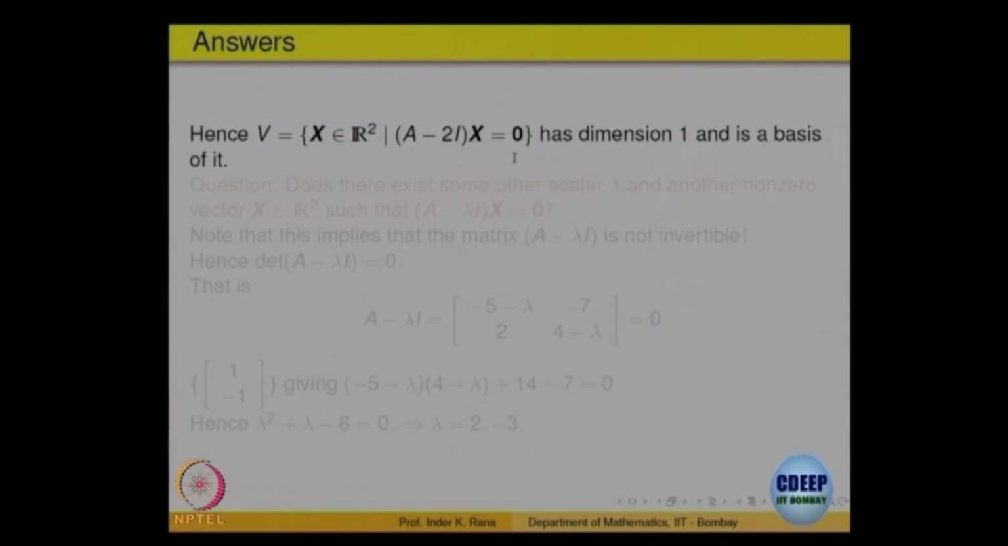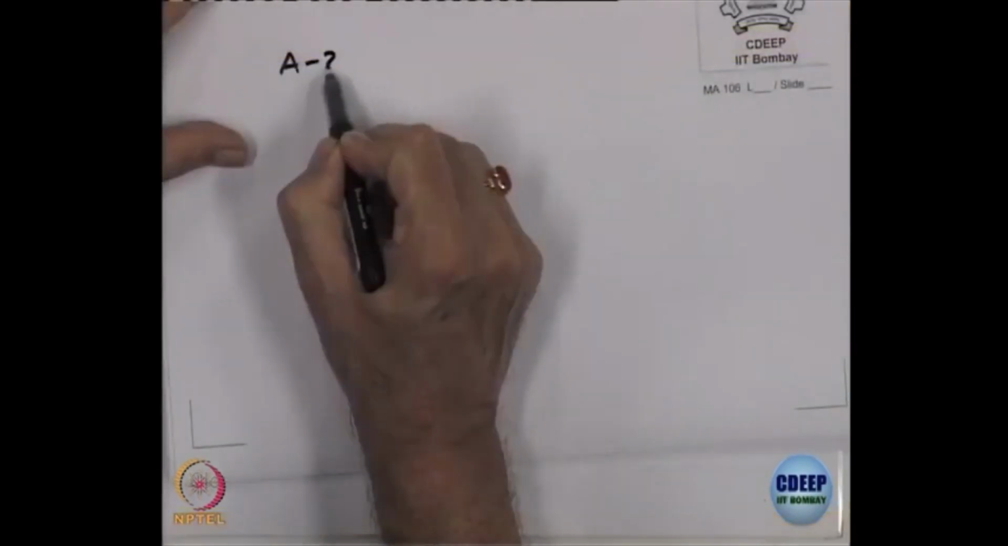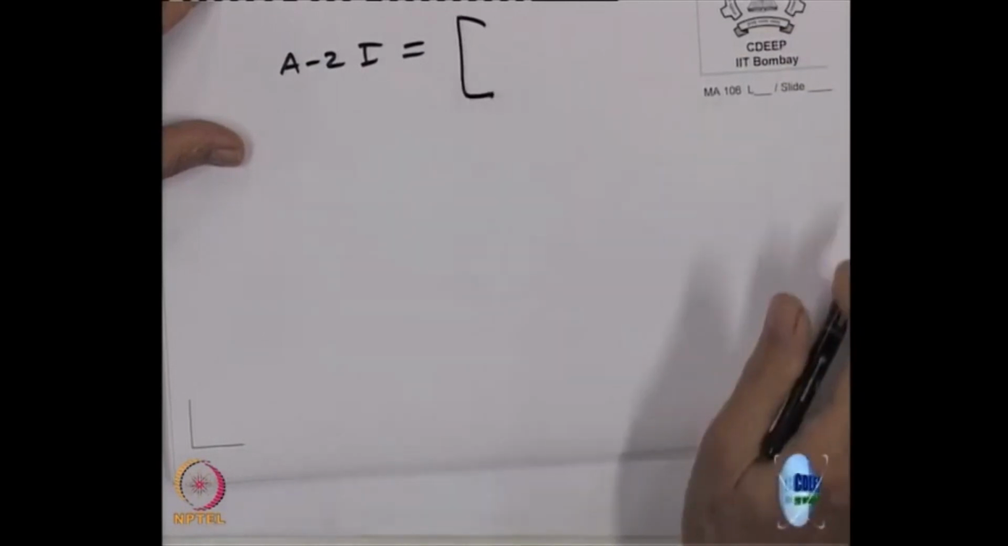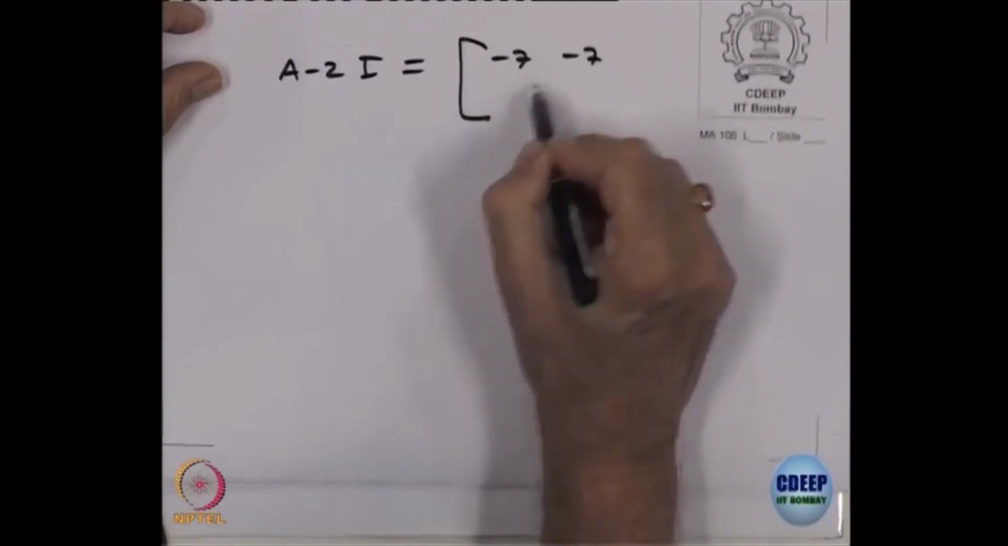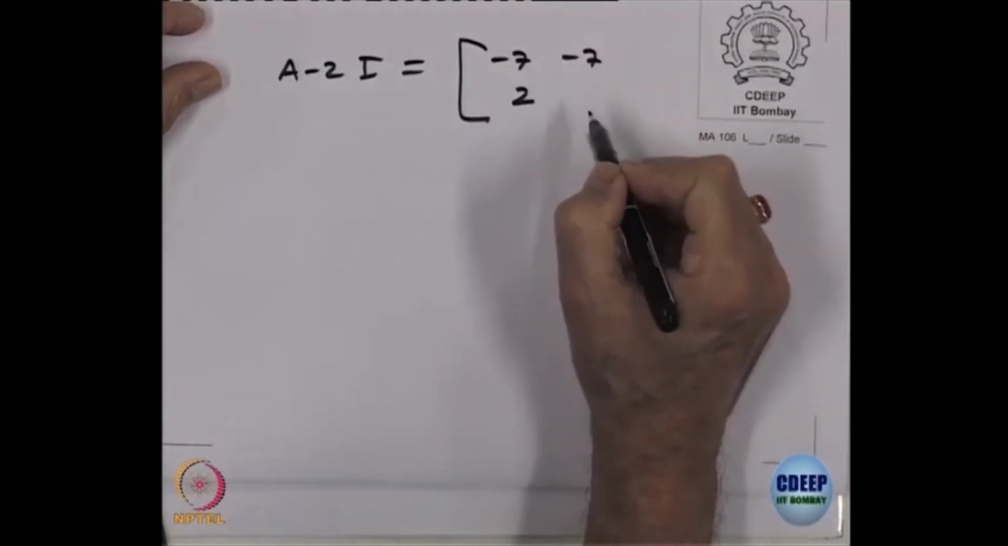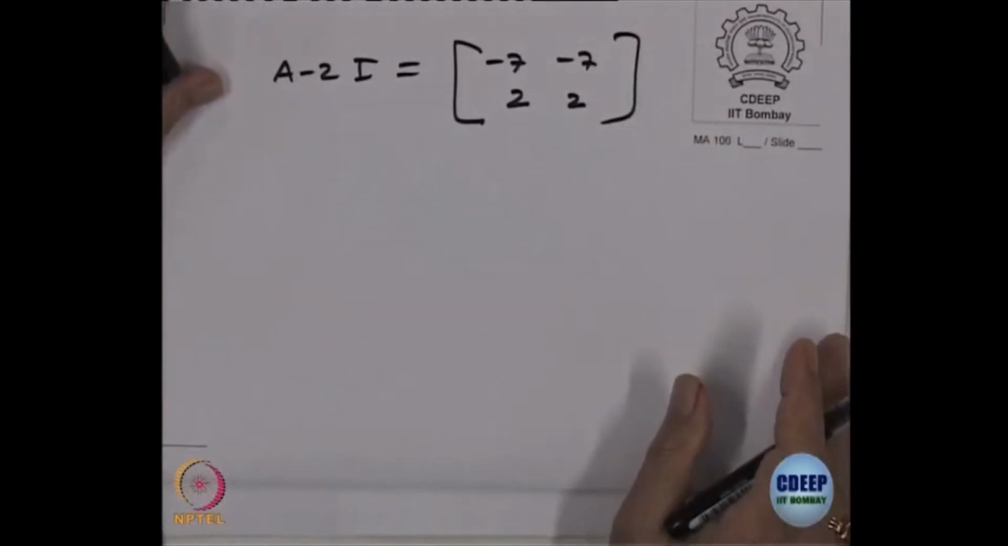So, what will be the dimension of this? How do I find the dimension of that null space? I have got one vector. So, what shall I do? If I want to find the dimension of the null space, what shall I do? Let us look at it. I want to find the dimension of the null space of A minus 2I. So, what is A minus 2I? That is equal to minus 7, 2 and 2, right. Is that okay? That is A minus 2I.